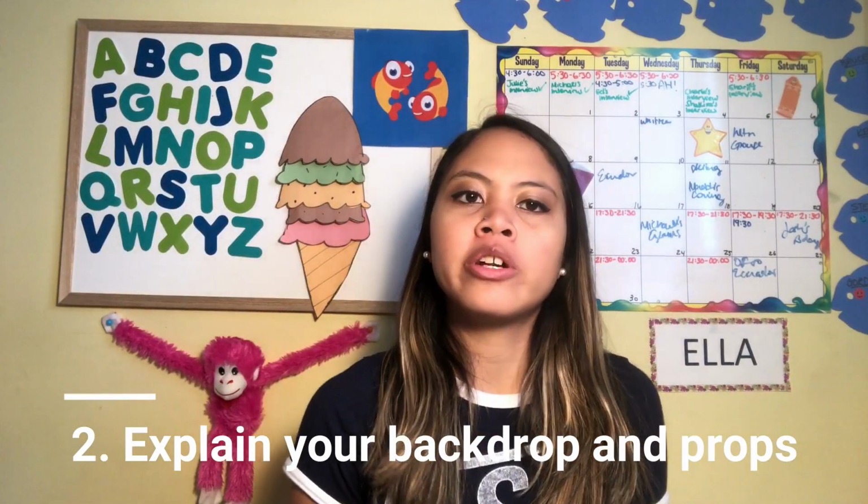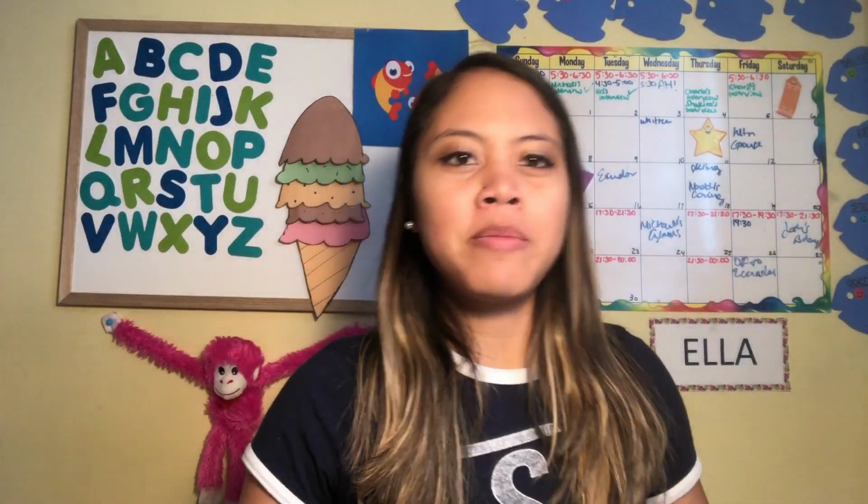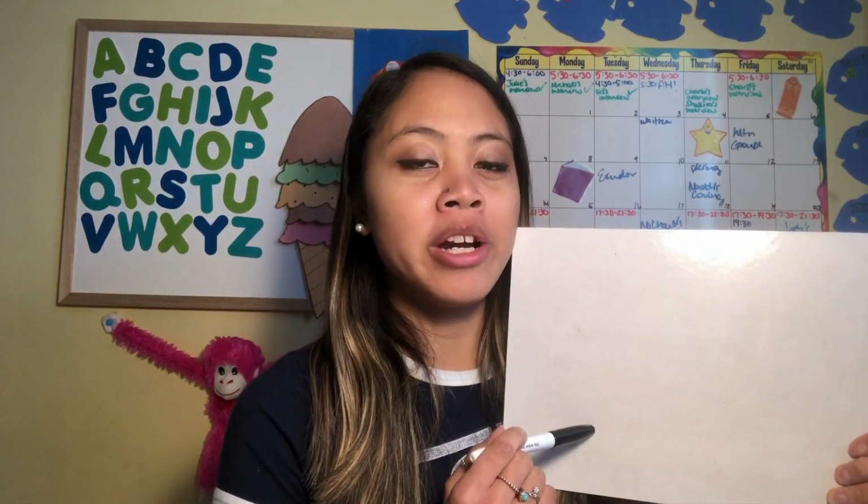So the second question you need to talk about before your demo is explaining your backdrop and your props. So just quickly run through what you have and why. So my backdrop is colorful and fun, and these letters are to encourage the learning. I also have flashcards and toys to keep them interested and excited. I also like to keep a whiteboard handy in case they need further explanation.